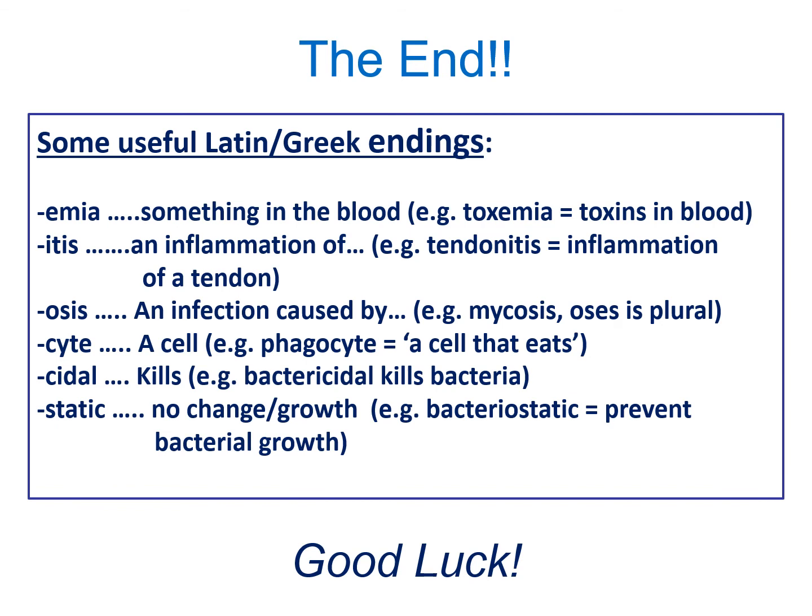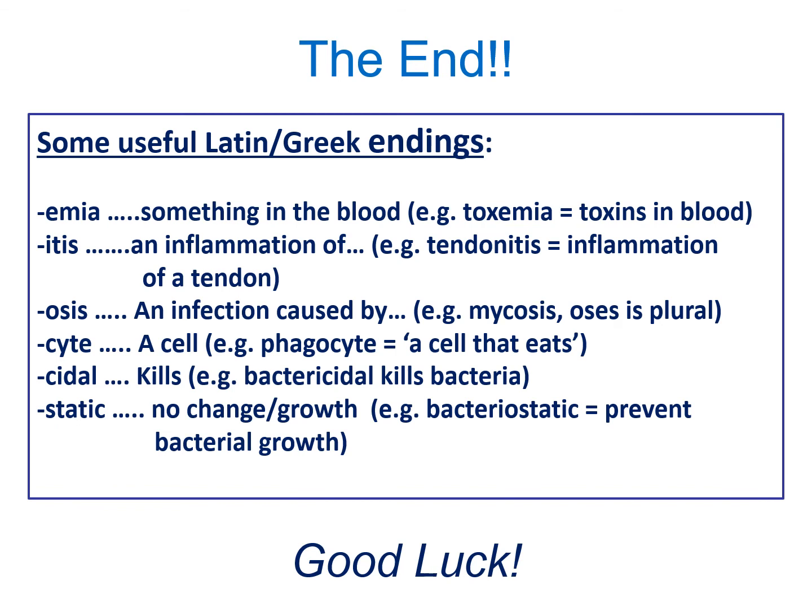So here's some Greek and Latin endings that might be quite helpful. So emia, this is something in the blood. Toxemia, we talked about that, for instance. Itis is an inflammation of something, whatever comes before it. Osis is an infection caused by something. Mycosis would be an infection caused by a fungus. Cyte means a cell. We've seen that a lot now. Phago means to eat, so phagocyte is a cell that eats.